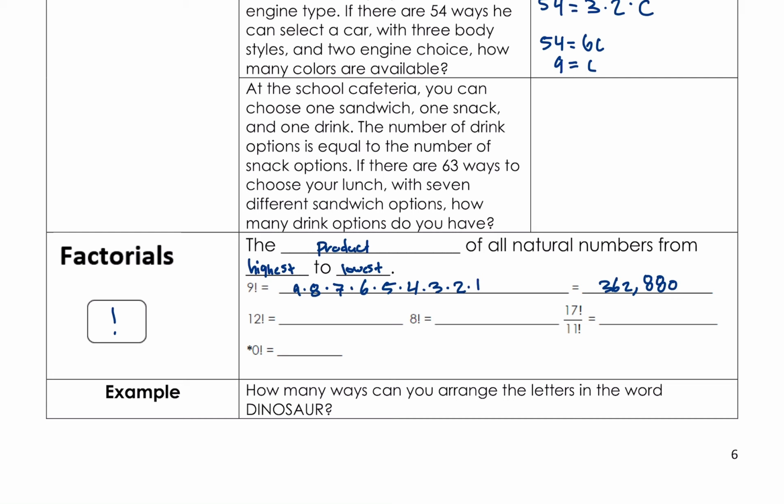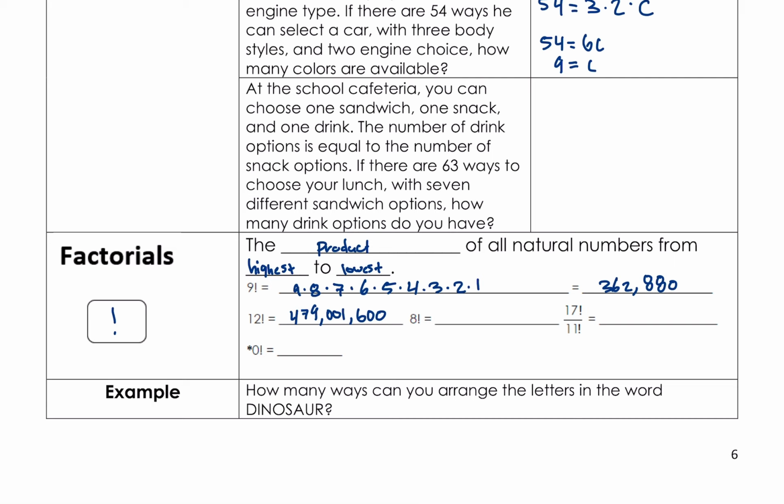Okay, if we put 12 factorial in the calculator, we get another big number here. I think 479,001,600. Okay, so that's just 12 factorial. It's that big of a number. So as you imagine, as we get bigger and bigger, these are going to become very large numbers.